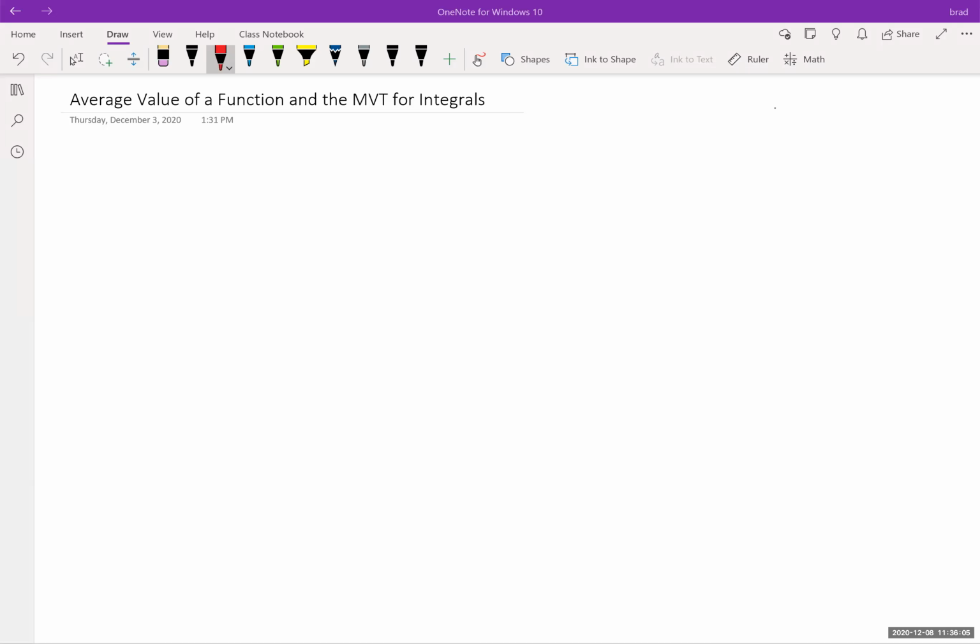Okay, guys, so today we're going to talk about the average value of a function and the mean value theorem for integrals. So basically, we know the old-fashioned way to find the average of a discrete number of things. Let's say we wanted to find the average of discrete, meaning a countable number, of things.